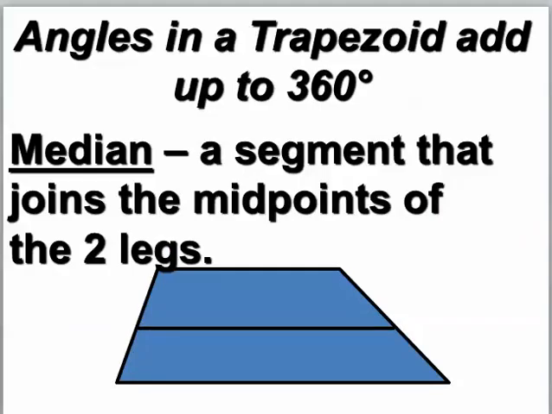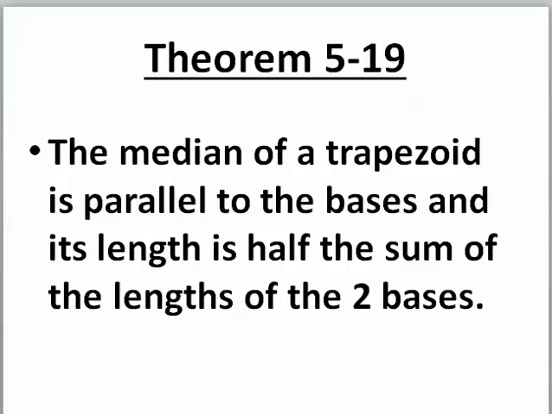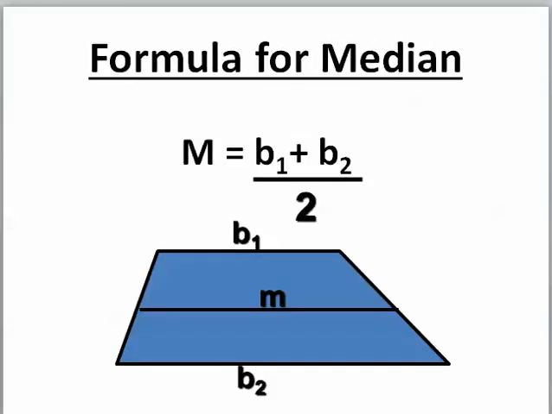We're also going to draw on some medians. Our median is kind of like the mid-segment of a triangle. It is a segment that joins the midpoints of the two legs. Therefore, the median of a trapezoid is parallel to the bases, and its length is half the sum of the lengths of the two bases. Okay, so let's see what that looks like. So it's parallel to both sides. So all three segments are parallel.